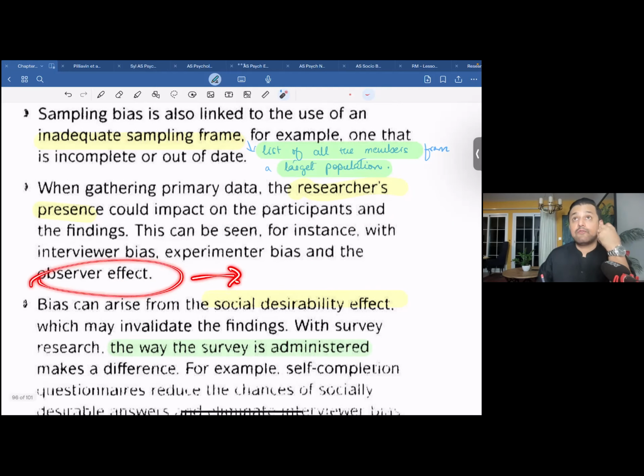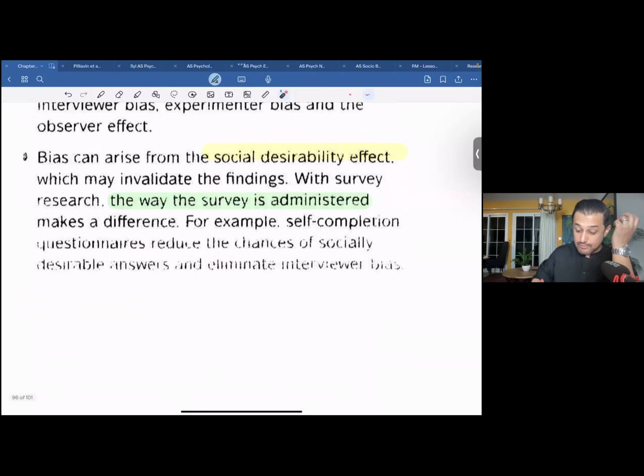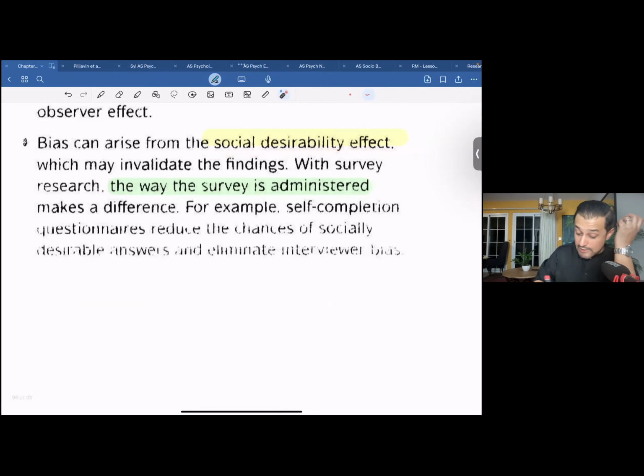Observer effect. Now, if the people you're conducting research on know that you're conducting research on them, that they're being observed, the likelihood of them altering their behavior, of them not actually responding or behaving the way they would otherwise, is always there, right? So social desirability or demand characteristics could be mentioned over here. This is what I mentioned a couple of minutes back as well. Taking this ahead, bias can arise from the social desirability effect, which may invalidate the findings.